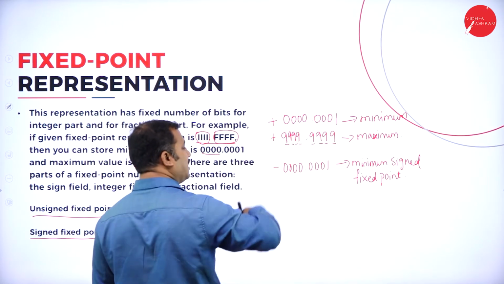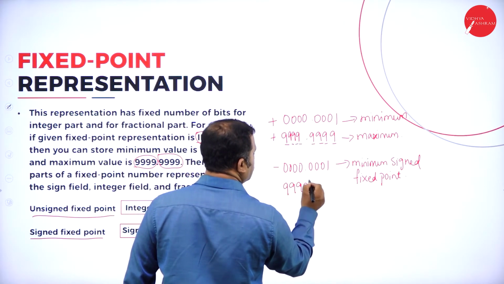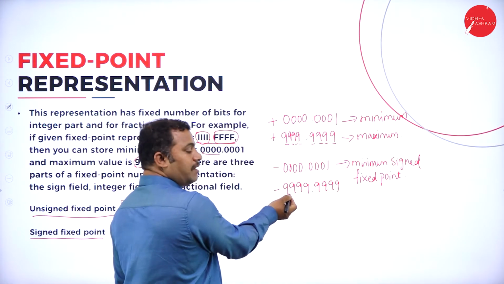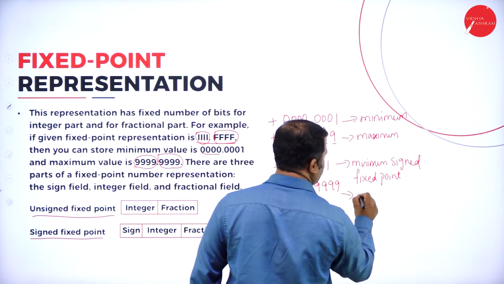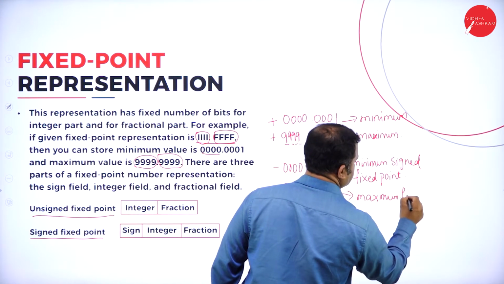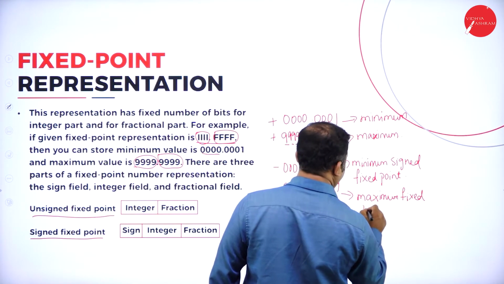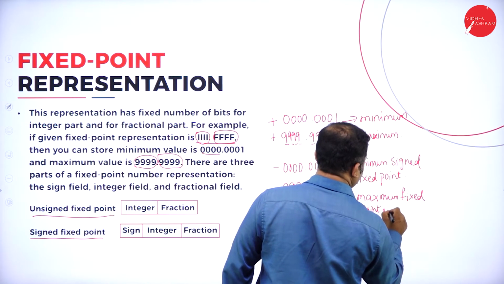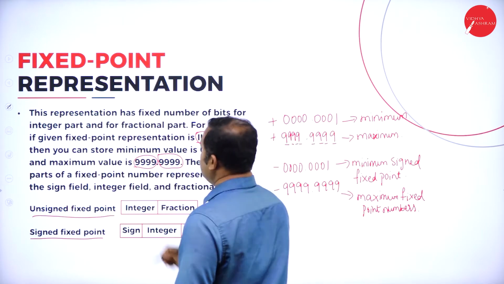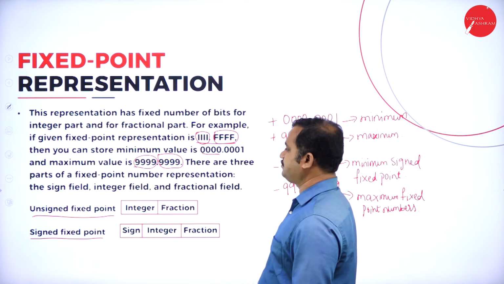What is the maximum signed fixed point according to this? I'll place this as 9999.9999. What is that? I will include the minus sign here. If that is the case, I will call this the maximum fixed point numbers. So this is how we represent the signed as well as unsigned numbers.